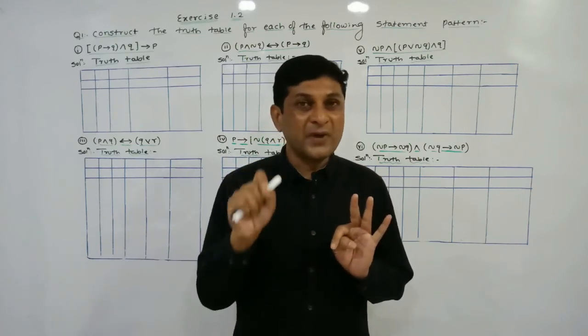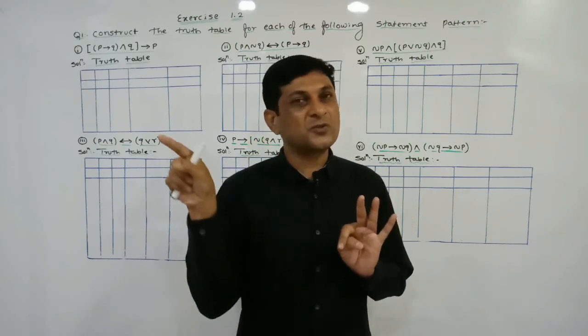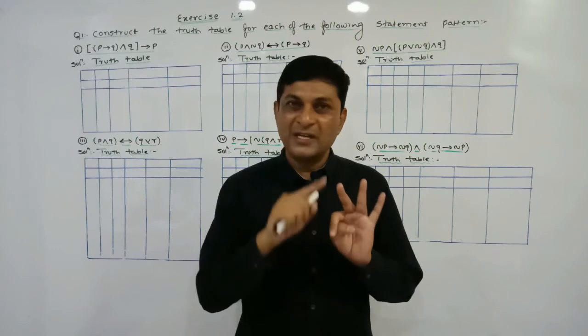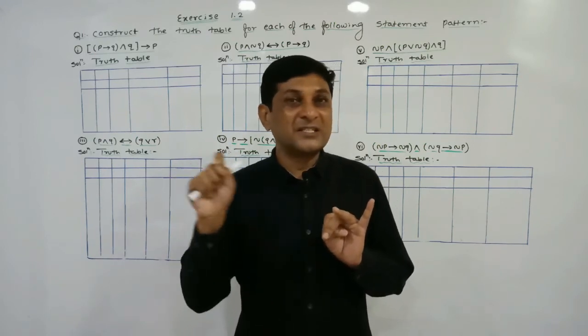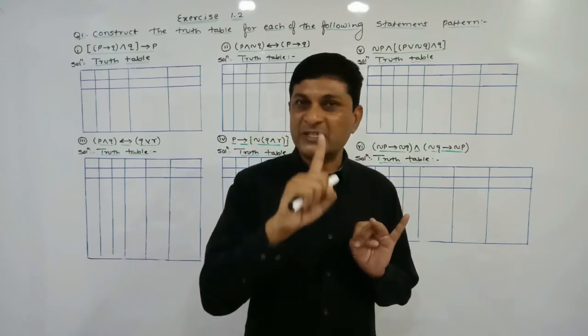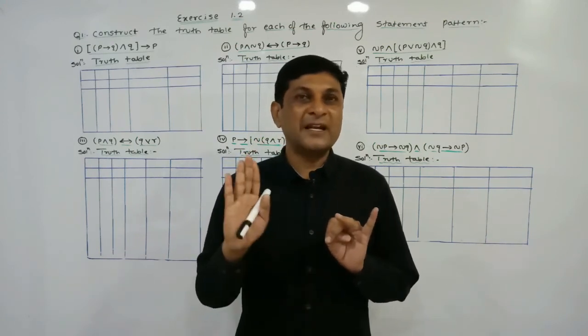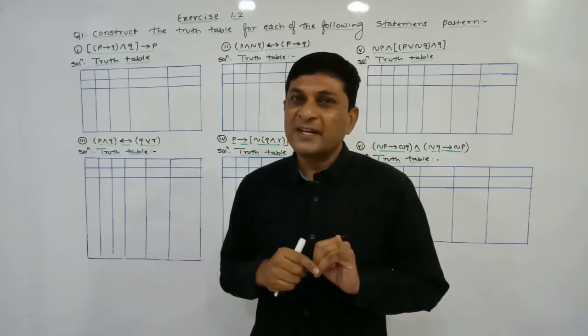And. In case of and, you have to simply remember that if at least one statement is false, the truth value of and will be false. Then the third logical connective is what? Or. Or is also called disjunction. And in case of or, what we have seen: if at least one statement is true, then the truth value of or will be true. Next logical connective is what?